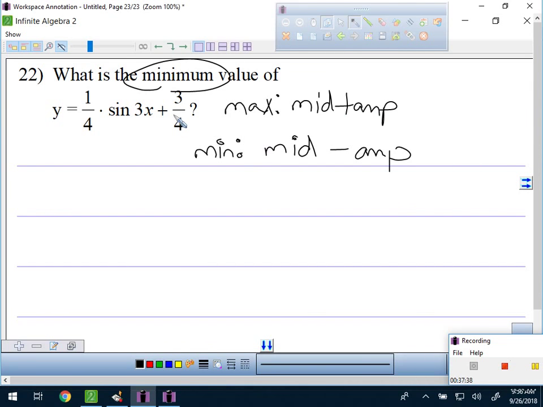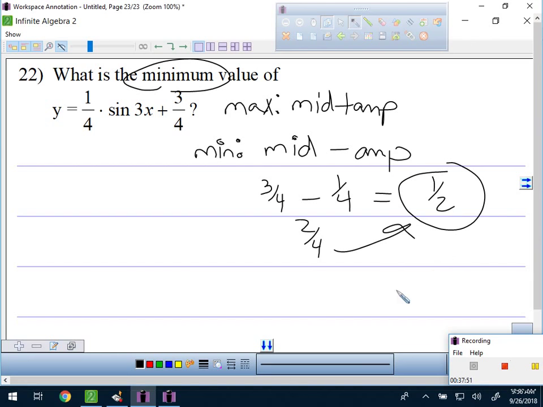So my middle is 3/4. My amp is 1/4. If I subtract them in my calculator, your calculator is going to give you 1/2. So that will be my minimum. I do know that's 2/4, but that does reduce to 1/2. So again, it could go either way. It could ask you for the maximum. Just know you can do either one.